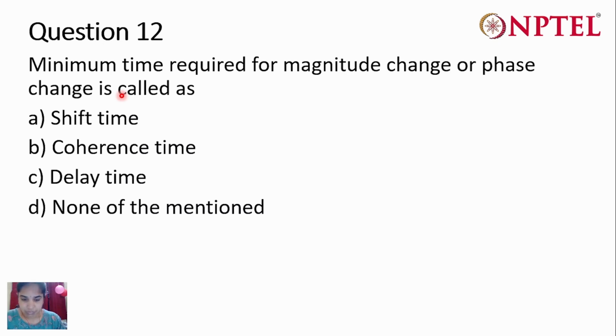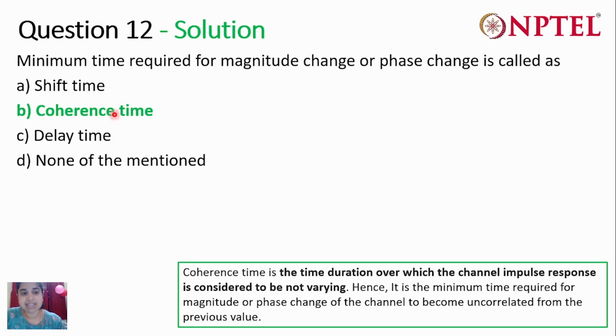Coherence time? It's actually coherence time. Coherence time is the time duration over which the channel impulse response is considered to be not varying. That is, in this time, we could expect a correlated impulse response. So, it is the minimum time required for a magnitude or phase change of the channel to become uncorrelated from the previous value. Generally, coherence time is the time duration for which the channel impulse response is considered to be not varying.